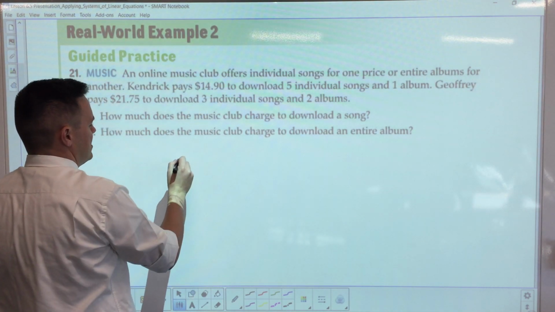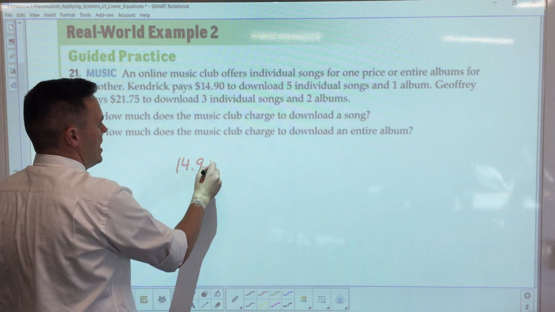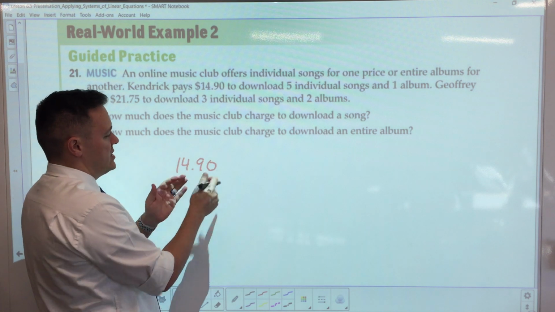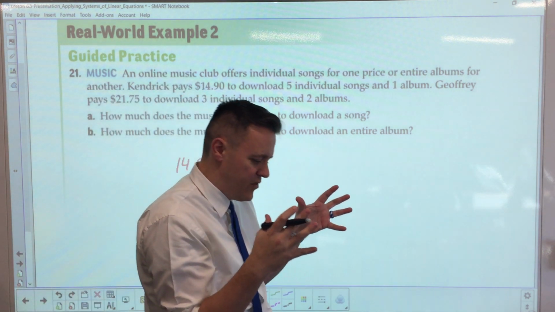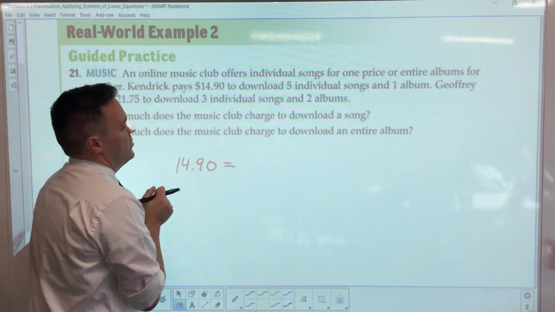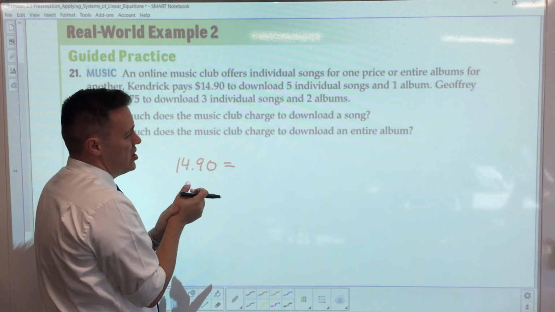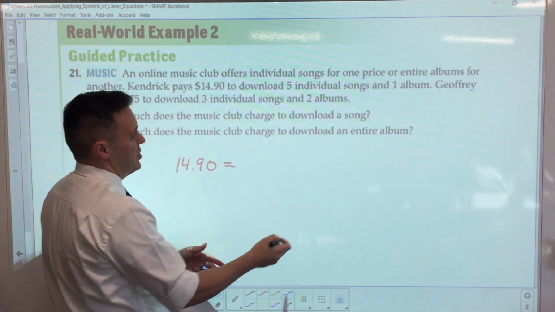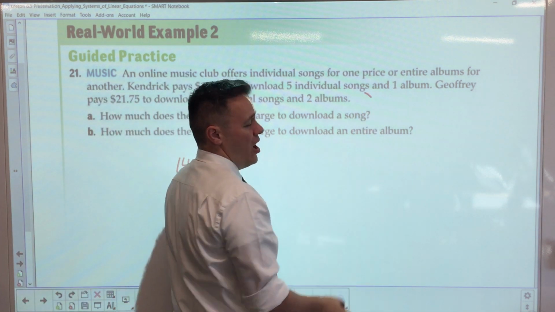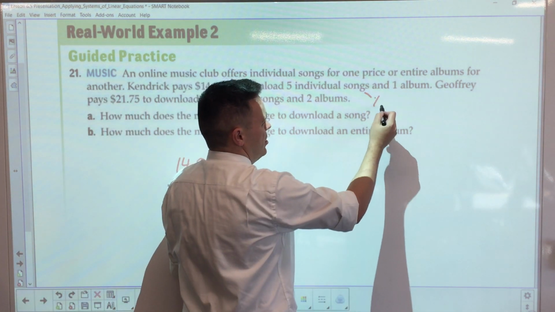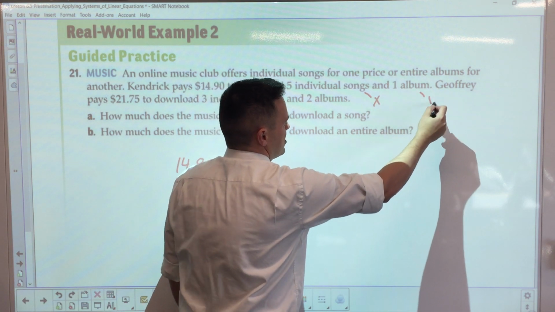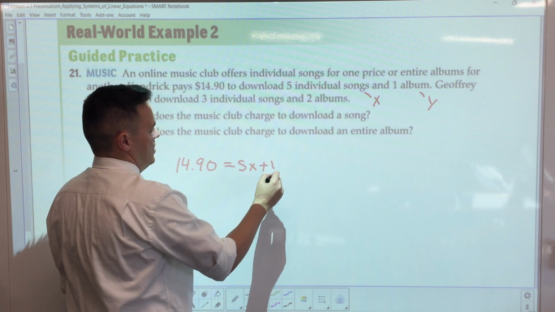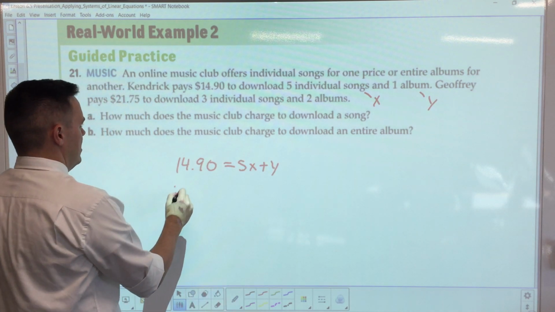Okay? And then last but certainly not least, the music with Kendrick. Kendrick pays $14.90. In this case, you can write it as you see it. To download. So he's paying $14.90. Usually that means, ladies and gentlemen, that's the finality of something. Finality, and then to download songs and an album. Jeffrey does the same thing, songs and an album. Do we know how much these songs cost? No, we don't. Do we know how much this album costs? No, we don't. Jeffrey's the same way.